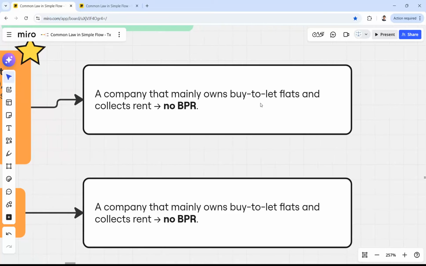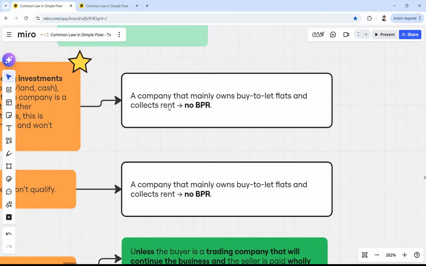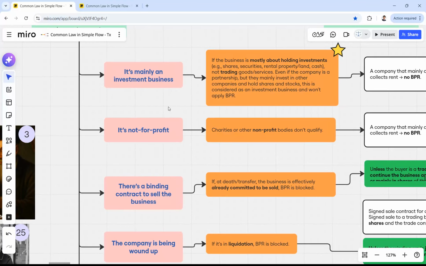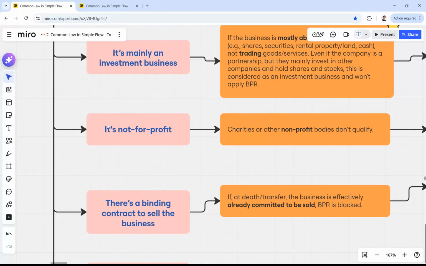A company that mainly owns buy-to-let flats and collects rent, no BPR. So if you're just collecting rent, you are giving your territories, your lands to farmers, and they are just paying the rent to you every month. That's not a trading business, that's an investment business.